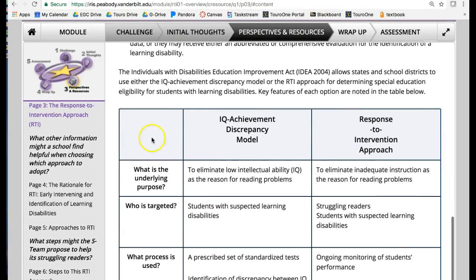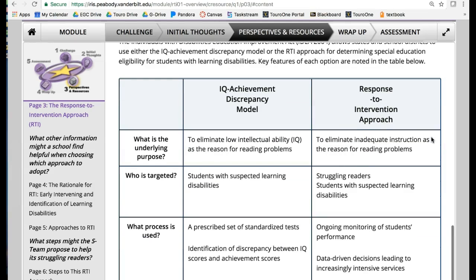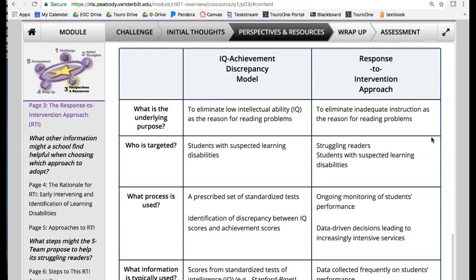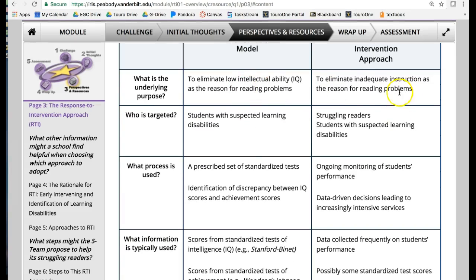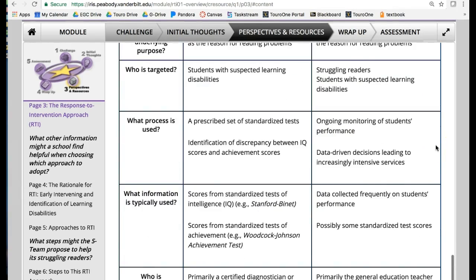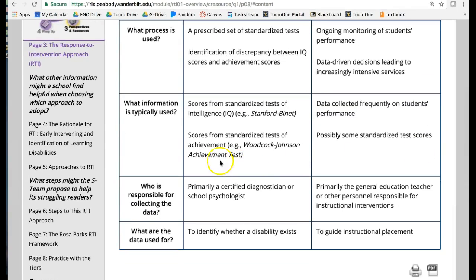So just to go over, IDEA, the special education law, used to say that you had to use the IQ discrepancy model. But then they realized that they were missing a lot of students and waiting too long to identify students as having a disability. So they also gave the option of using a response to intervention approach. And so you can just go through this. You can pause if you'd like to, just looking at the difference between the two. And continuing to look through the difference.